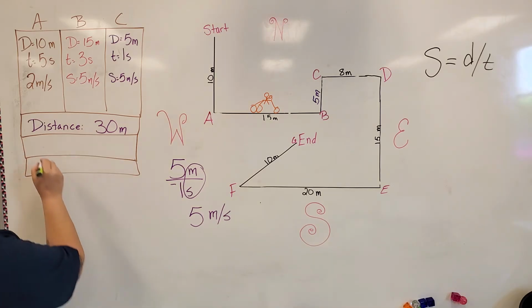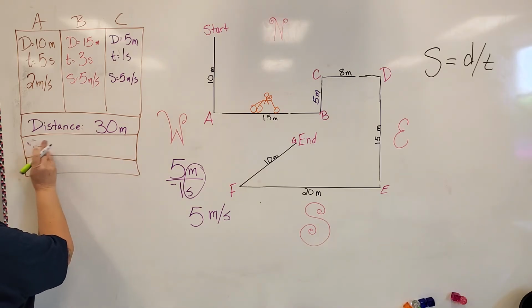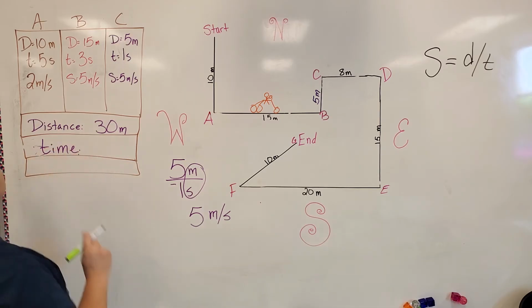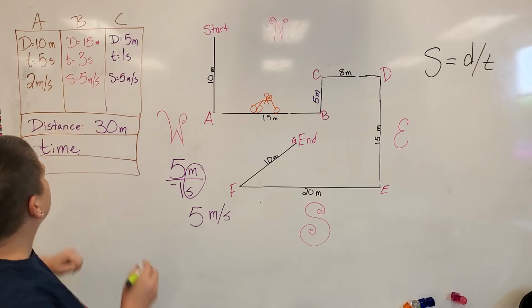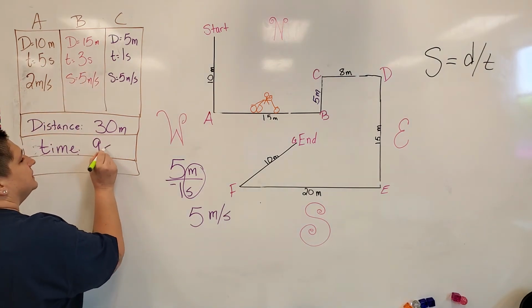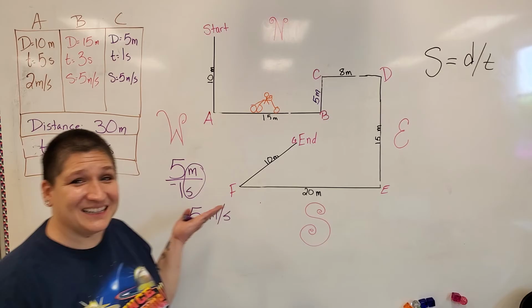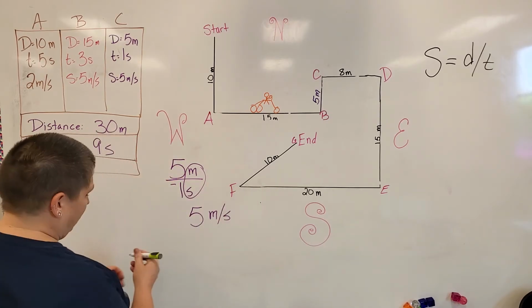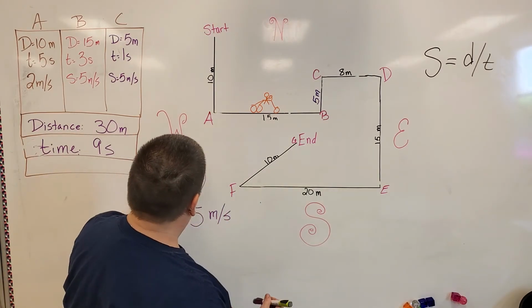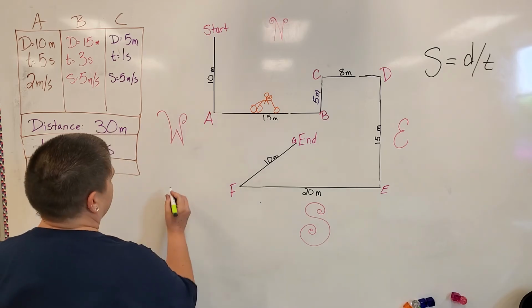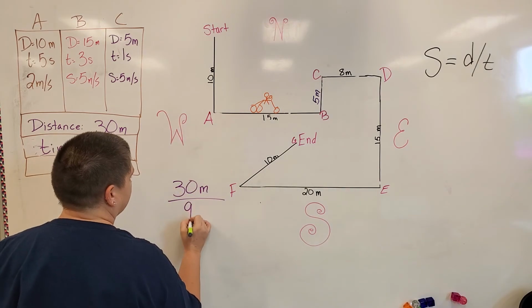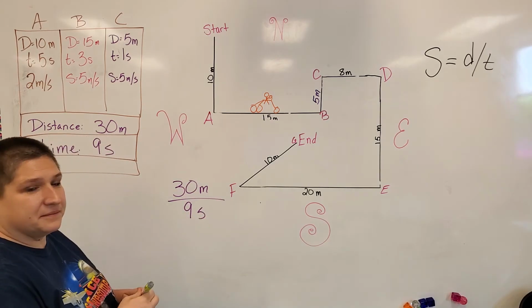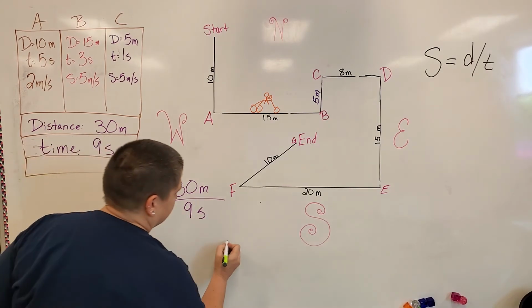How long did it take me? It took me 5 seconds, plus 3 is 8 seconds, plus 1 is 9 seconds. 9 seconds. And basically it's the same thing. You put that into another problem. So you've got to take 30 meters divided by 9 seconds. How many times does 9 go into 30?